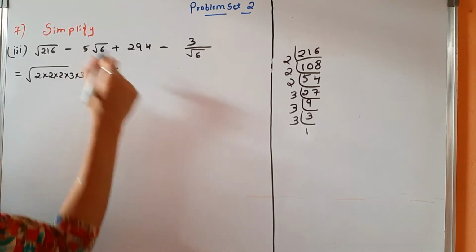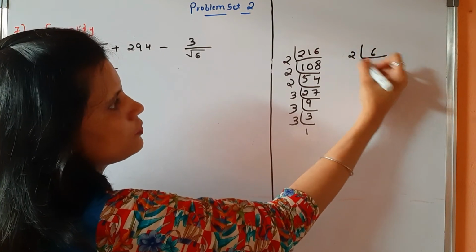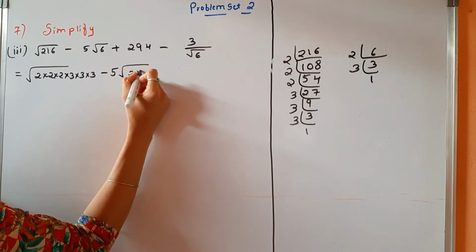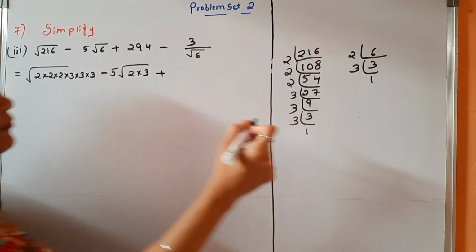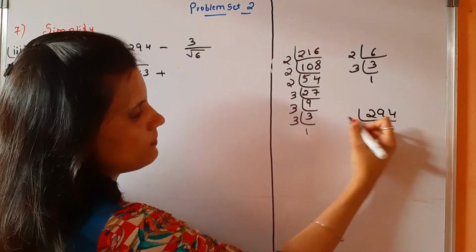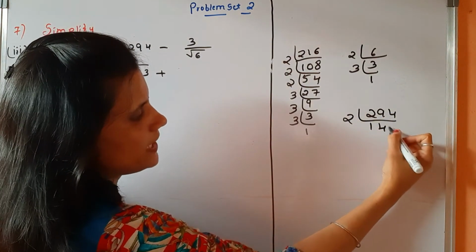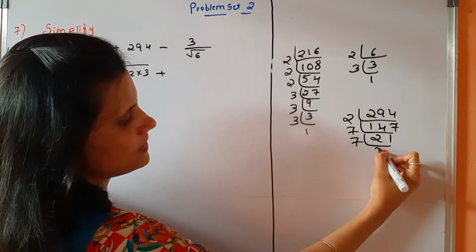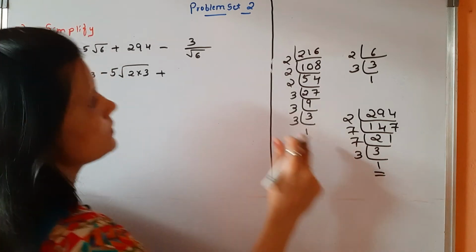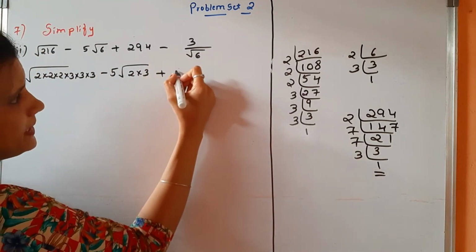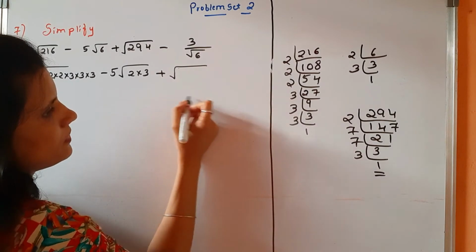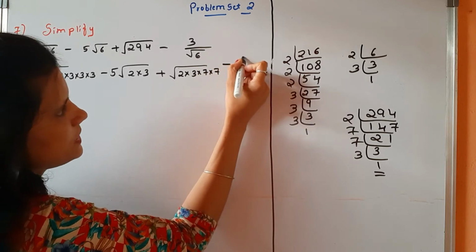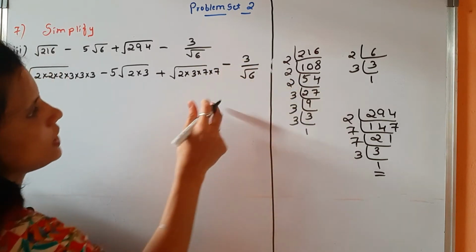Next, minus 5 root 6. Root 6, prime factor method: 2 3s are 6, 3 1s are 3, that is 2 into 3. So 2 into 3, plus root 294. 294, if you take out the prime factors, 2 1s are 2, 2 4s are 8, 2 7s are 14. It will go in 7's table. 7 2s are 14, 7 1s are 7, 7 3s are 21, 3 1s are 3. So 294 can be written as square root of 2 into 3 into 7 into 7, minus this is nothing, we can keep it like this only, square root of 6.